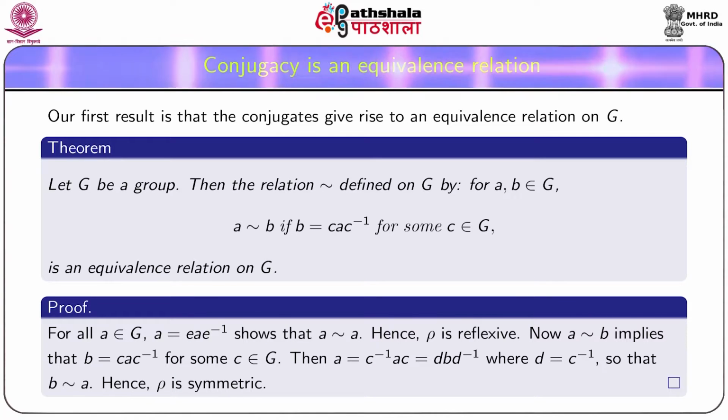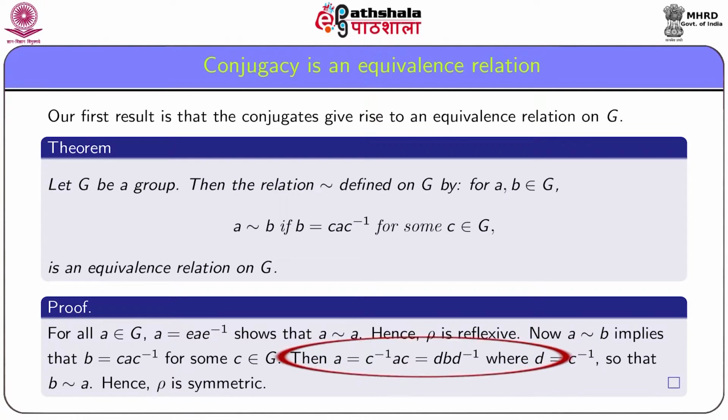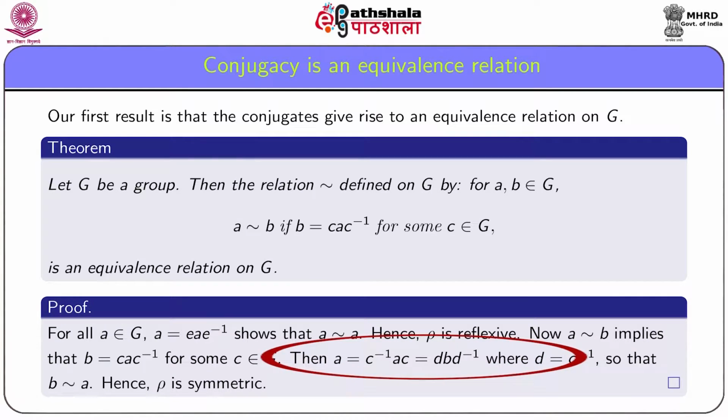Thus, rho becomes a reflexive relation. Now, A rho B implies that B is equal to C A C inverse for some C in G. Then A is equal to C inverse B C. If we denote C inverse by D, then A becomes D B D inverse, so that B becomes rho related with A, hence rho is symmetric.